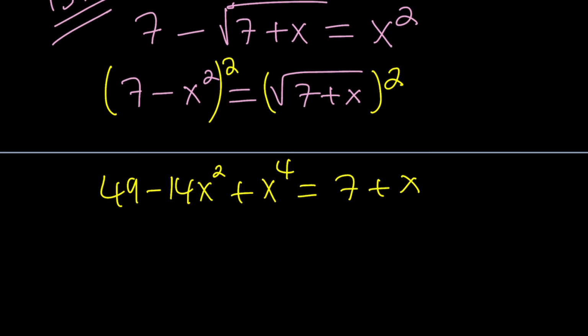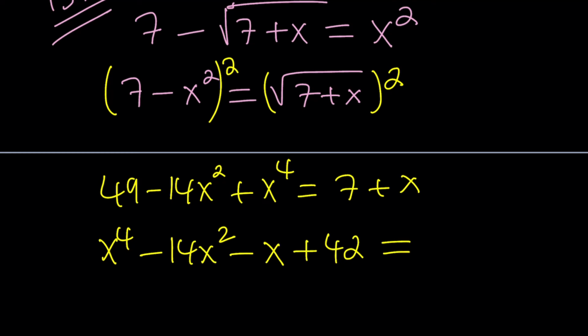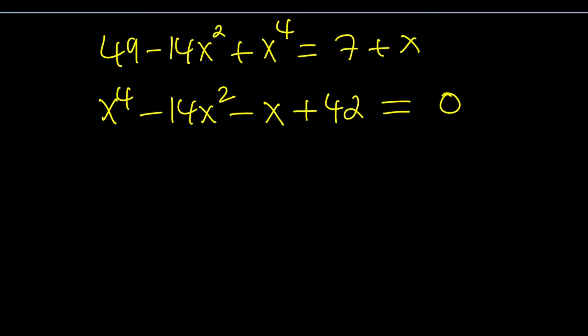Now there's another way to continue solving this problem, which I can also talk about, maybe a 1b method. If you put everything on the same side, you get x to the fourth minus 14x squared minus x, and then if you bring the 7 over, plus 42 equals 0. As you know, this is a quartic equation. And if it's factorable into two quadratics with integer coefficients, then we could probably try to factor it like this.